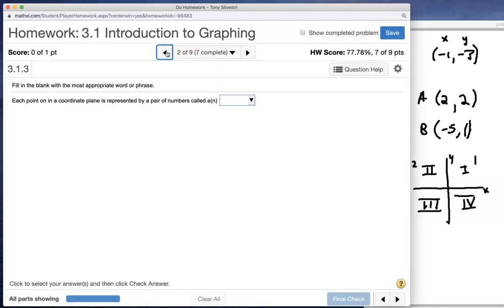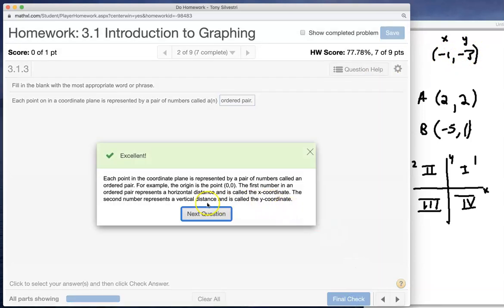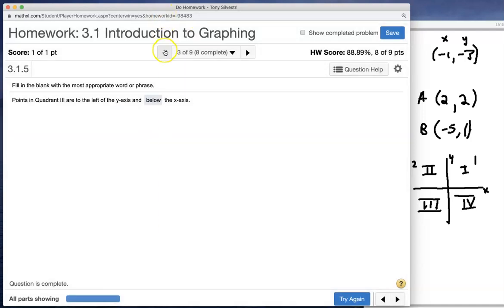And so you can read all that if you want. And let's go to number 2. Fill in the blank with the most appropriate phrase. Each coordinate in the coordinate plane is represented by a pair of numbers called an ordered pair. An ordered pair. Okay, the order matters, and there's a pair of numbers, x, y, ordered pair. Very good.